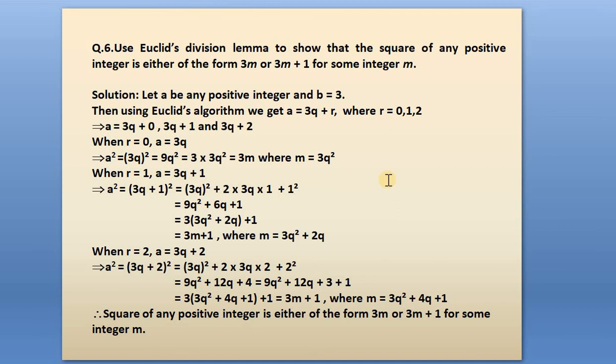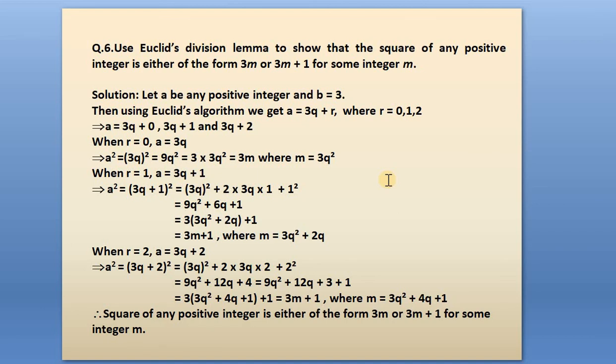Use Euclid's division lemma to show that the square of any positive integer is either of the form 3m or 3m plus 1 for some integer m. Now here again you can see the form 3m or 3m plus 1. So what you need to do, immediately think that let me take b, the divisor, as 3, and once the divisor is 3, the remainder will be less than 3. So it can be 2, 1 or 0.